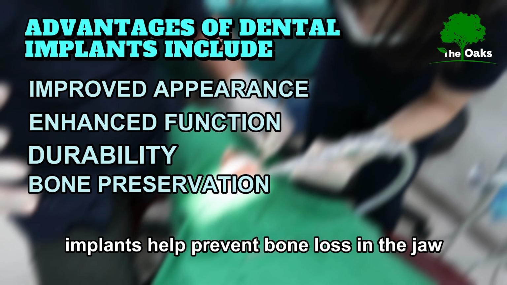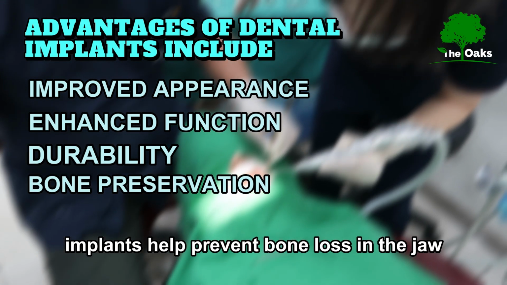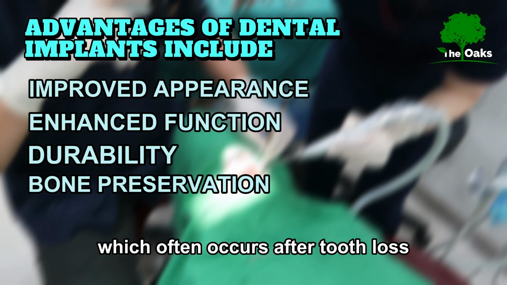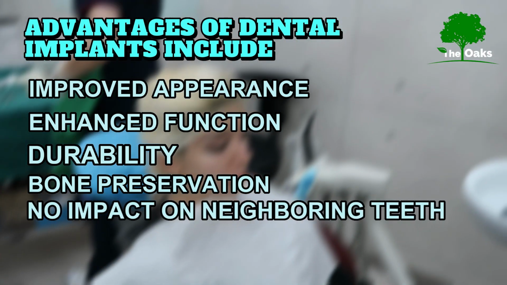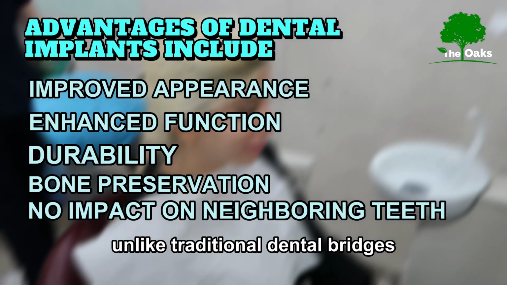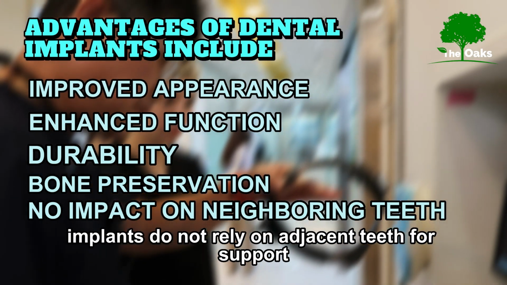Bone preservation. Implants help prevent bone loss in the jaw, which often occurs after tooth loss. No impact on neighboring teeth. Unlike traditional dental bridges, implants do not rely on adjacent teeth for support.